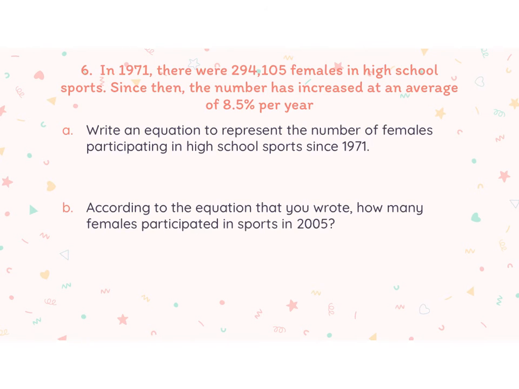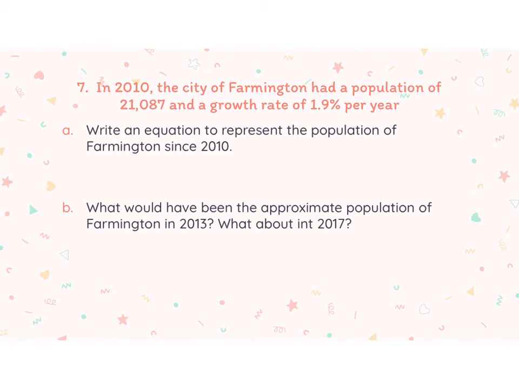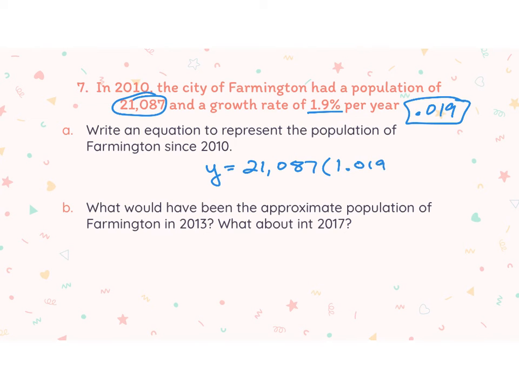Apparently the slide's on here twice, so I'm skipping it. In 2010, the city of Farmington had a population of 21,000, with growth of 0.019. So if I move that decimal, 0.019, I'm pretty confident this is my starting value, my C. I'm going to add this, so it's 1.019 to the x. Once again, we got an easy number with 2010 up here.